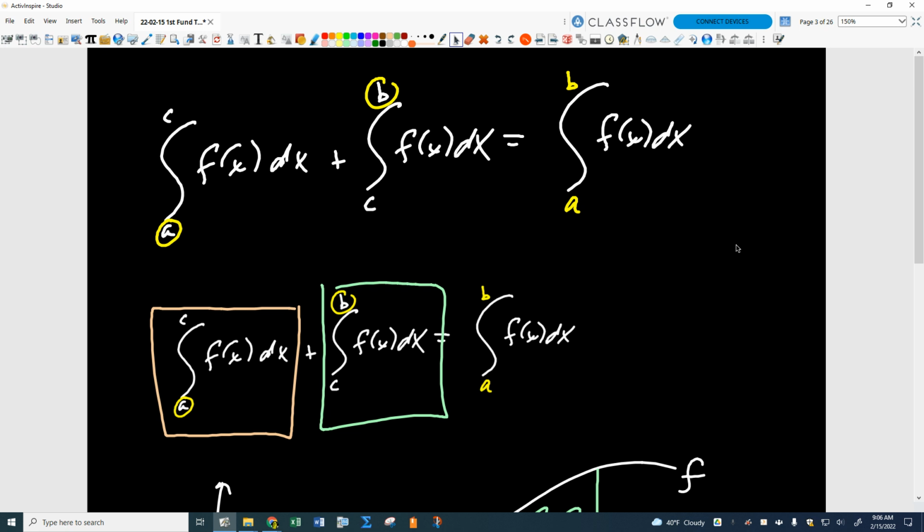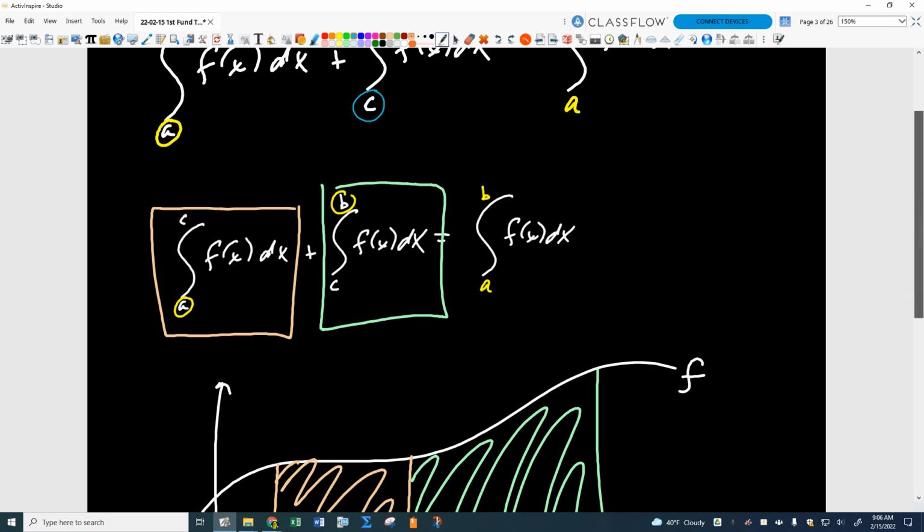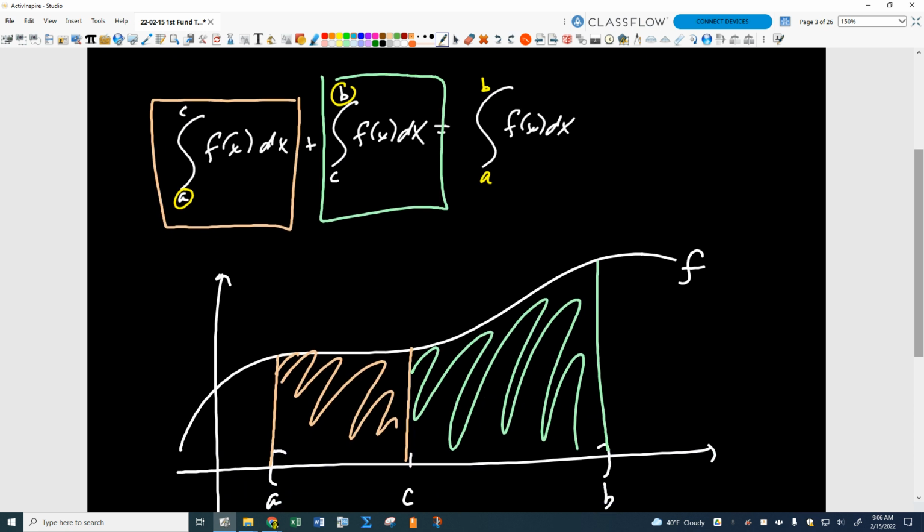Okay. The reason this works is because these two numbers match up, right? The upper limit of the first integral coincides with the lower limit of the second integral, right? So in other words, if I think of this as two areas, it just looks like that, doesn't it, right?